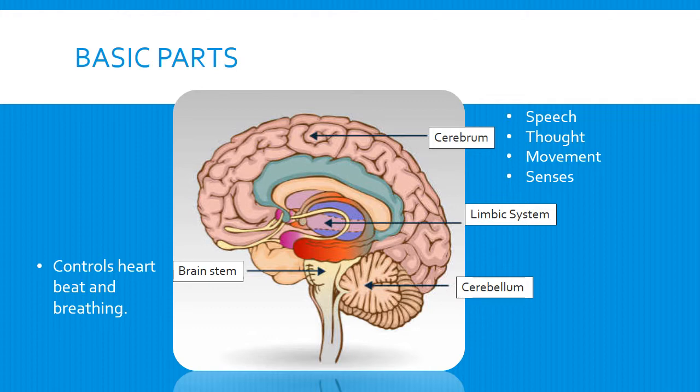The function of the limbic system is to regulate your emotions, your memories, and your hormones. And the function of the cerebellum is to maintain balance and to process smaller, more detailed movements.